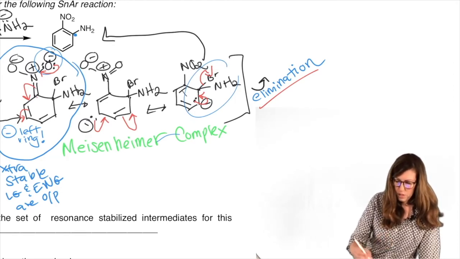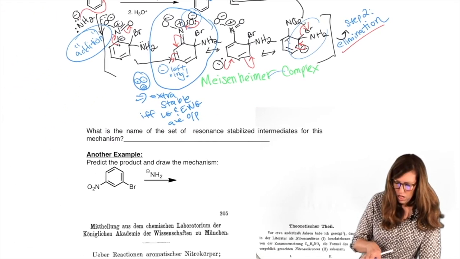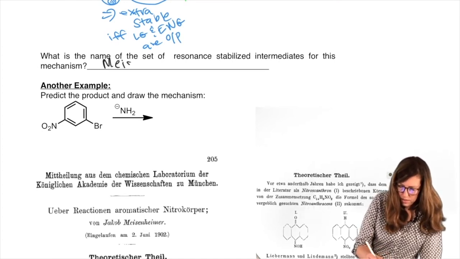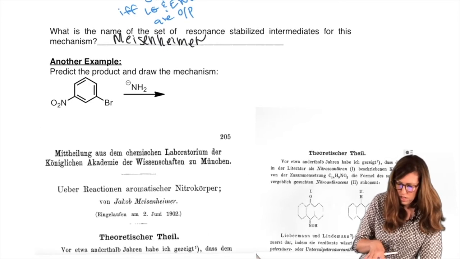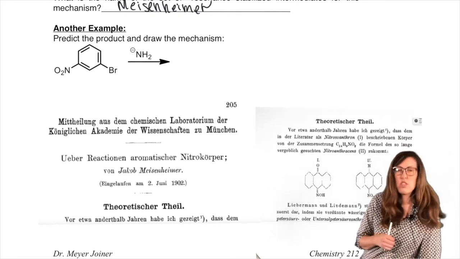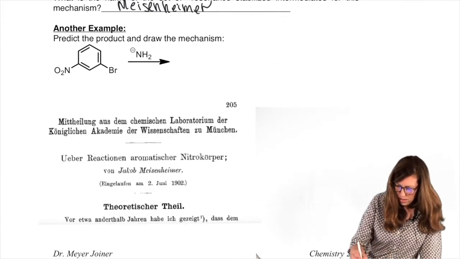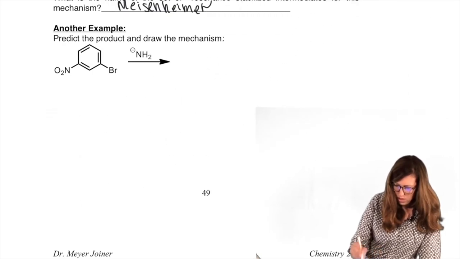Okay, so step two. Okay, so we have named this already. This is the Meisenheimer complex, after the German from 100 years ago. Here's his paper popping up again. I meant to throw it off to the other side. Let's get ourselves ready for the next thing. No more of that. All right.